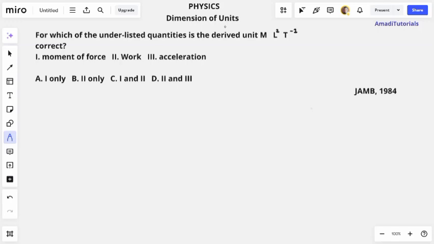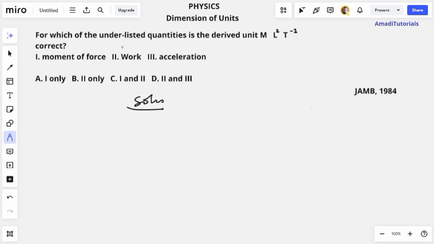This question is on dimension of unit. For which of the underlisted quantities is the derived unit M L^2 T^-2 correct? So we are to find the quantity that has this as its dimensional unit or dimensional formula. Quickly, what we're going to do is take each of these quantities, define them mathematically, write their dimensional formula and see the one that relates with this. That's how we know our answer.